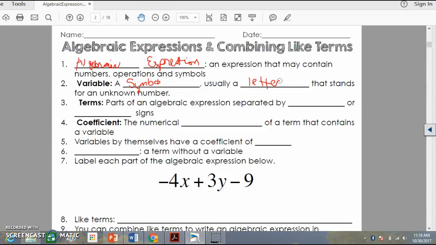In terms, number 3, terms are something you learned about last year in 6th grade. They're parts of an algebraic expression separated by addition or subtraction signs. So I'm going to just put plus or minus signs. The coefficient is the numerical factor. And by factor, we mean something that's being multiplied, right? It's the factor of a term that contains a variable. Number 5, variables by themselves have a coefficient of 1.